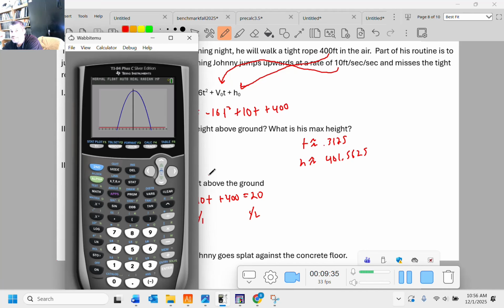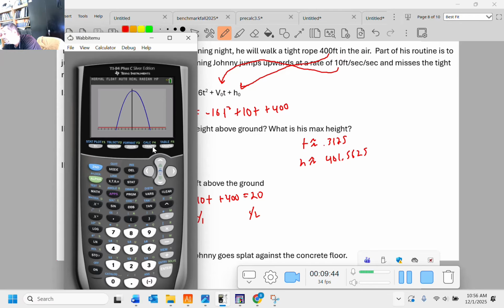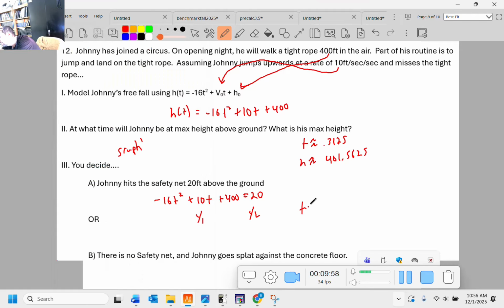Solutions happen, and this is an 8th grade math standard, when two things intersect. This is not algebra 2, kids. Second, trace. 5 for intersect. Get your cursor close to the intersection, and then press enter 3 times. 5.1959 seconds.